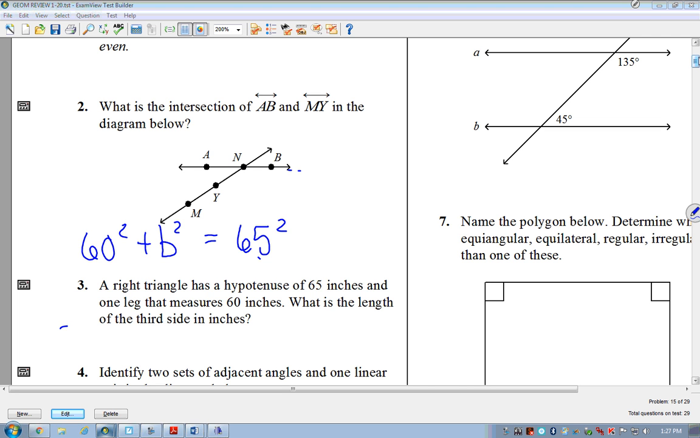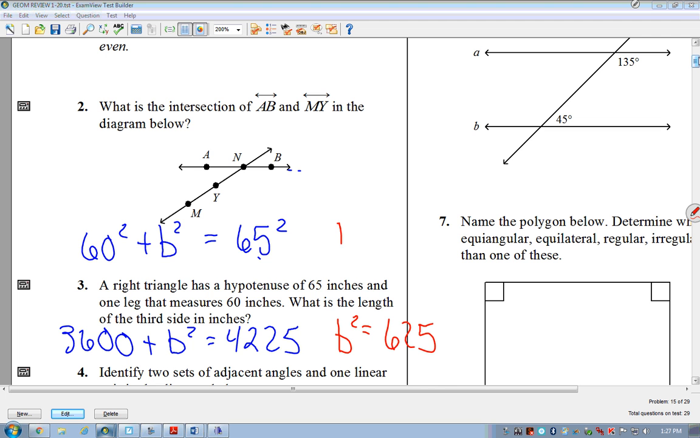60 squared, I think, is 3,600 plus b squared equals 4,225. We want to subtract 3,600 from that. So b squared equals what? 625. Okay, what's the square root of 625? 25. Okay, so the other leg is 25 inches, because it is a word problem.